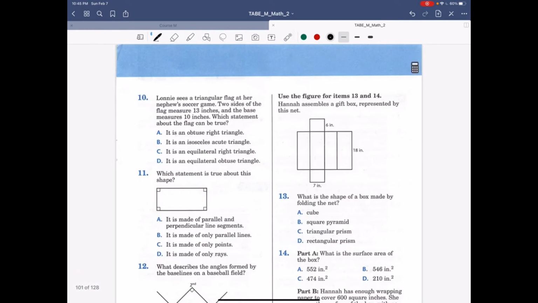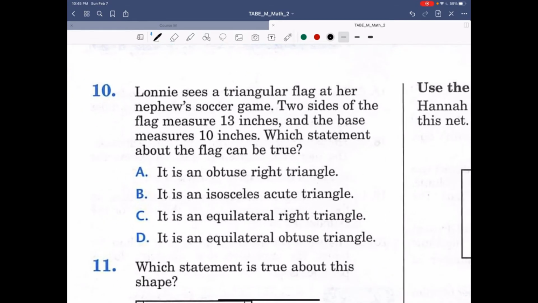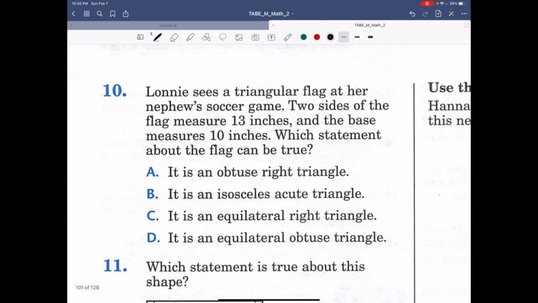Number 10. Lonnie sees a triangular flag at her nephew's soccer game. 2 sides of the flag measure 13 inches, and the base measures 10 inches. Which statement about the flag can be true? So let's draw this thing. 2 sides are 13. Let me try that again. I need to get it right. And the base is 10. So we know that these are 13 and 13, 10 on the base, and they're all in inches.